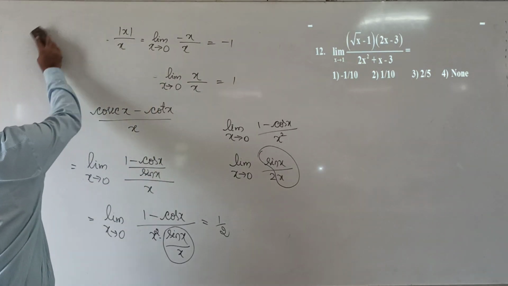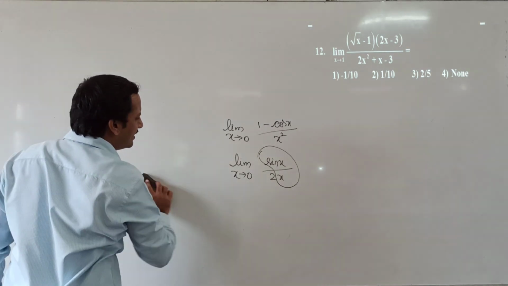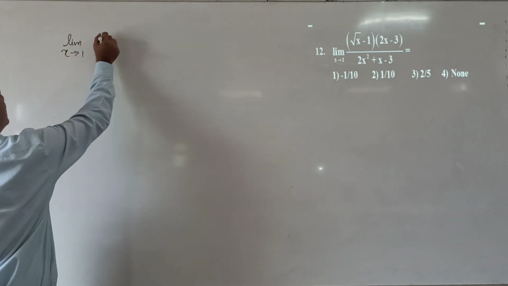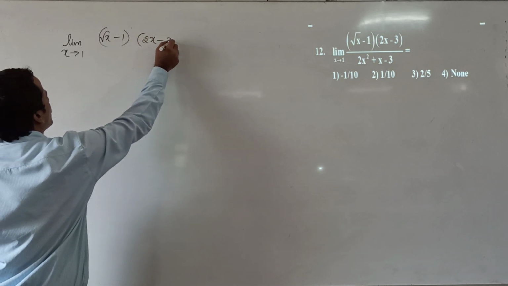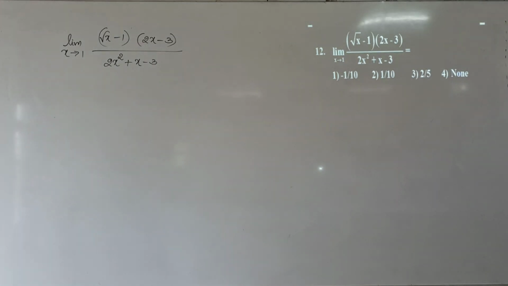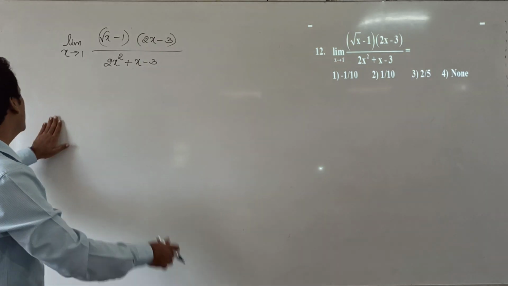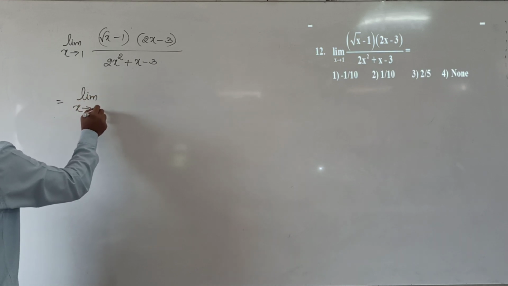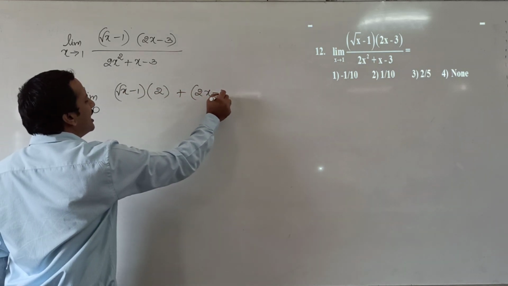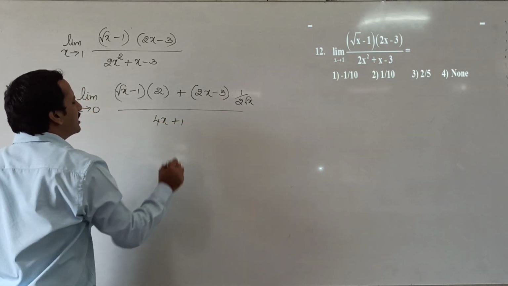Limit x tends to 1, root x minus 1 into 2x minus 3, divided by 2x square plus x minus 3. If I directly apply the limit as x tends to 1, numerator will be 1 minus 1, 0; here denominator 2 plus 1, 3 minus 3, 0. 0 by 0, an indeterminate form, so I use L'Hospital's rule here. Here I have to use product rule: root x minus 1 into the derivative of this, which is 2, plus 2x minus 3 into the derivative of root x minus 1, that is 1 by 2 root x, divided by, in the denominator we get 4x plus 1.